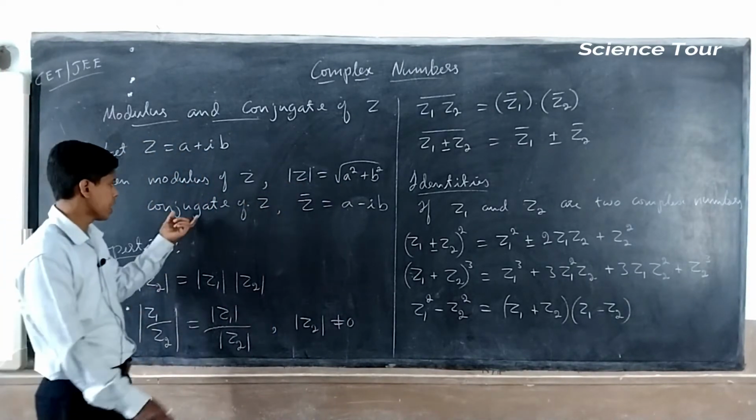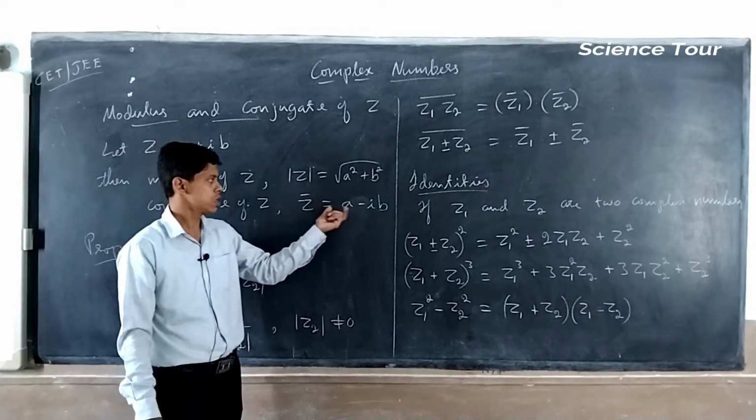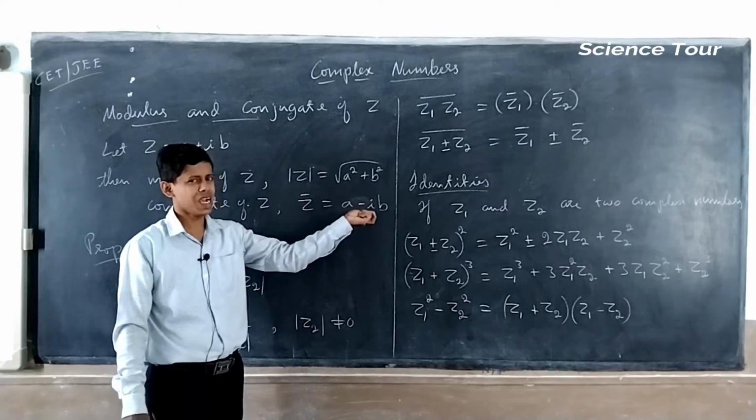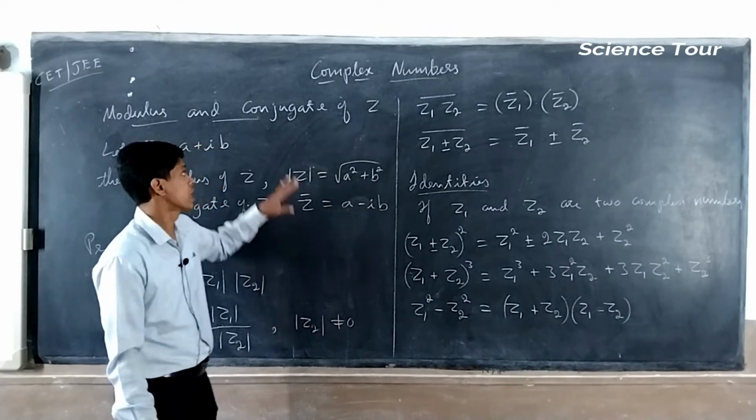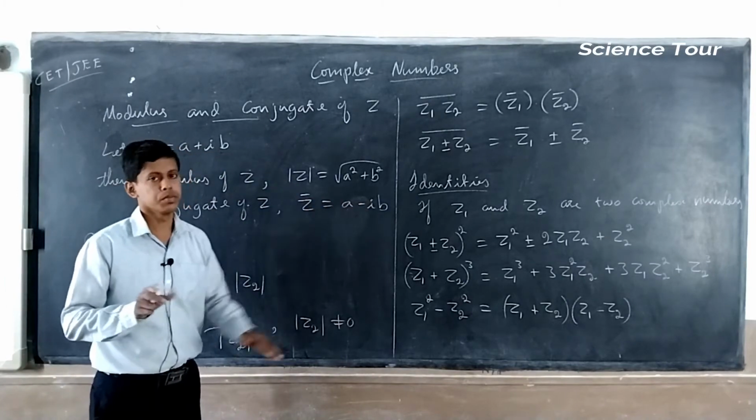And what is the conjugate of the complex number? It is z bar, and that's equal to a minus ib. Only the imaginary part changes the sign, whereas the real part remains the same. b becomes minus b, that's it.